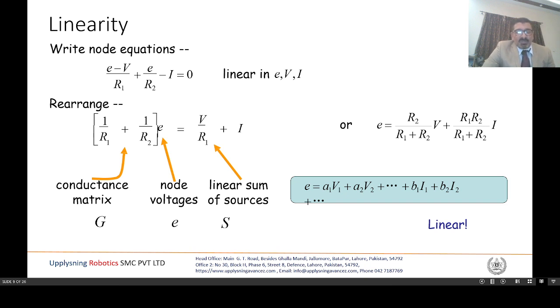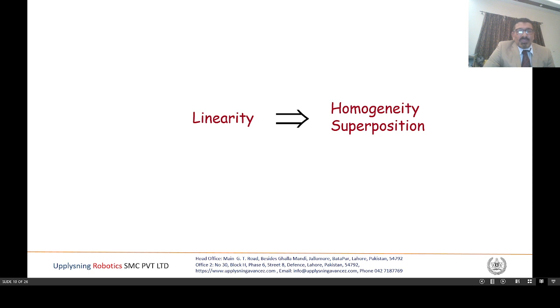This is a linear equation. If you look down, you can see the node voltage E is equal to a constant times V1, plus a constant times V2, plus a constant times current. This is what we call a linear equation. So if we have linearity, we definitely have homogeneity, because it is linear, and we can use superposition.